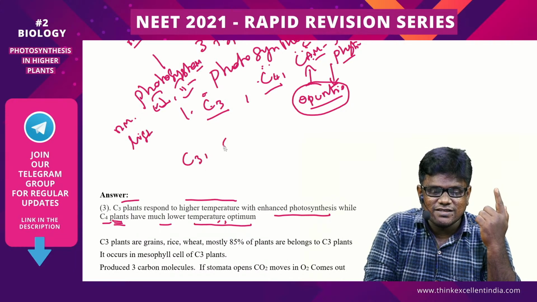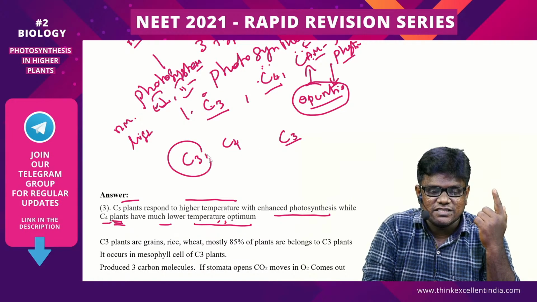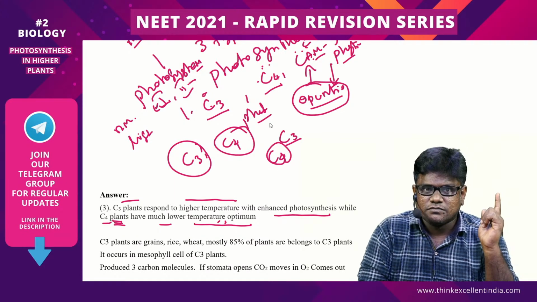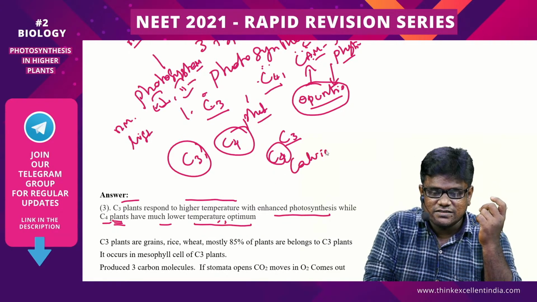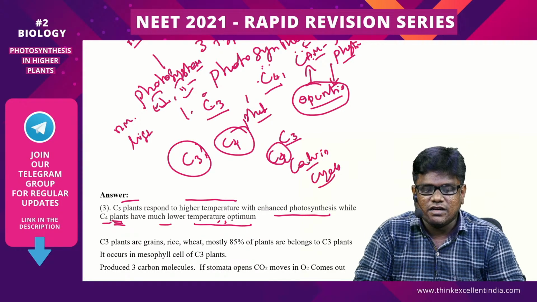What is C3 and C4? It is nothing but carbon 3 molecules getting fixed in these plants, and carbon 4 molecules getting fixed in those plants while photosynthesis takes place. What is the reaction taking place? It is actually the Calvin cycle. Is it clear?